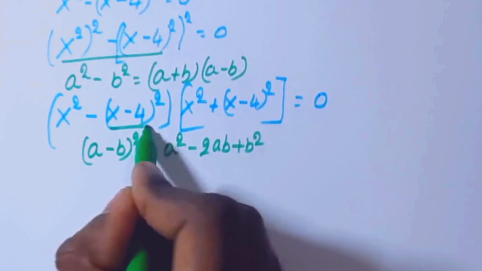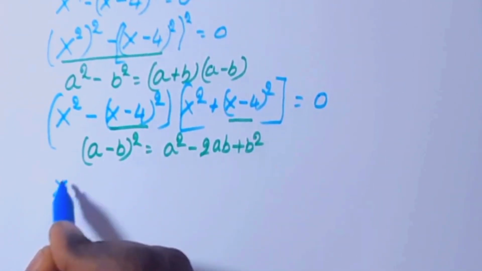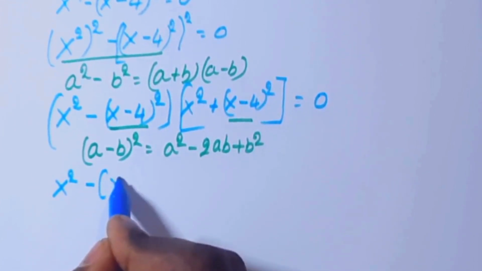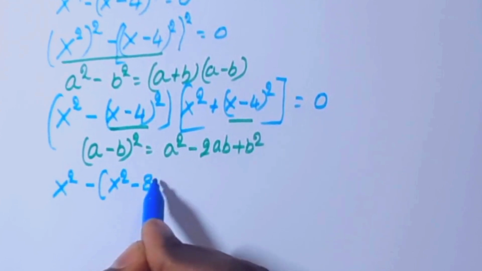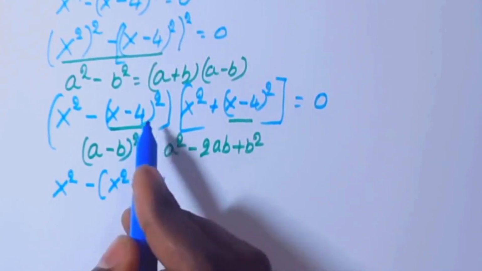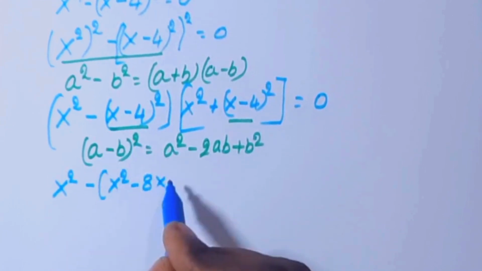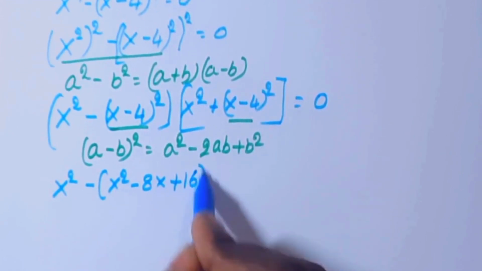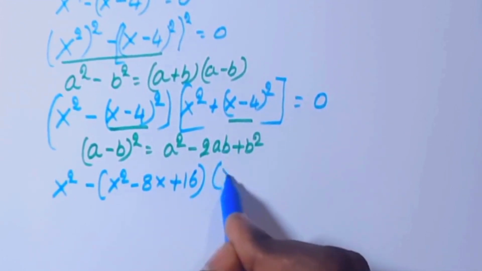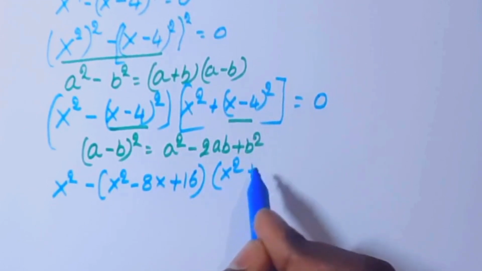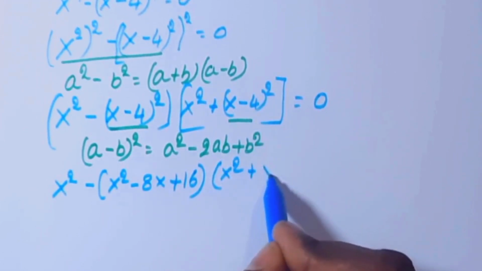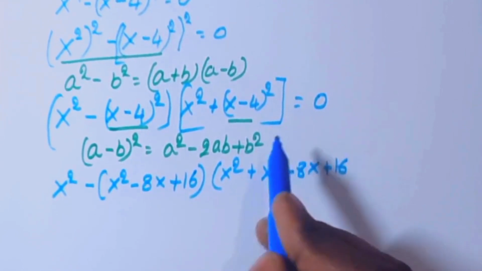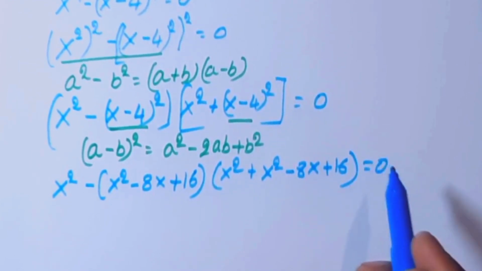This formula we are going to apply here and here. x square minus open bracket, so x square minus 8x, that is 2 times 4 is 8, this is x. Okay, now plus 4 square is 16. Now this x square plus again this one, x square minus 8x plus 16 equal to 0.